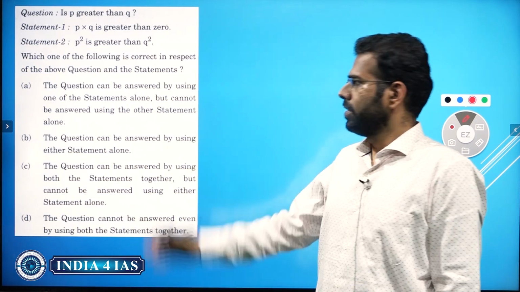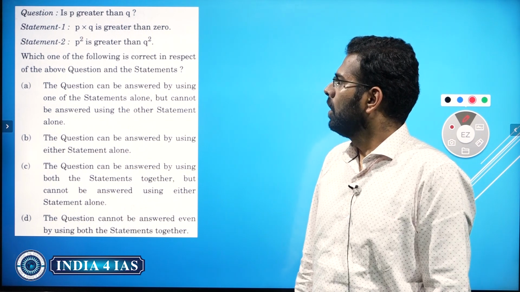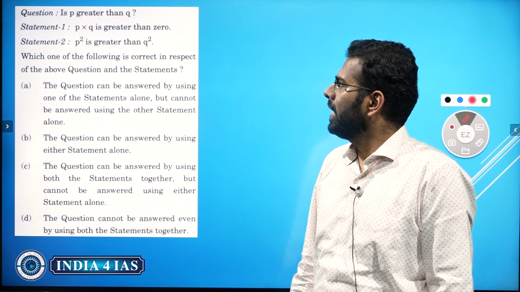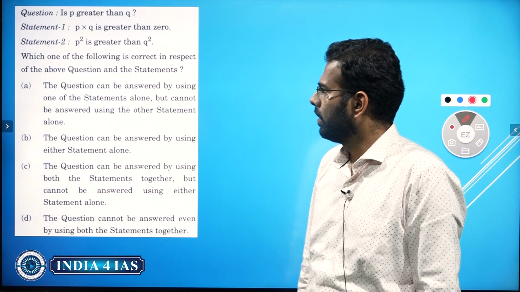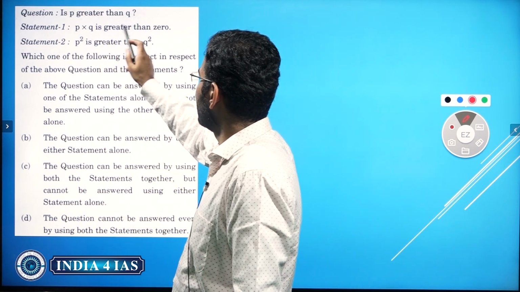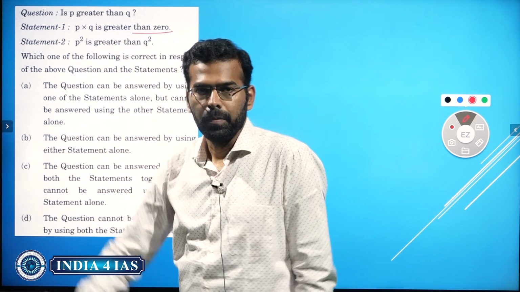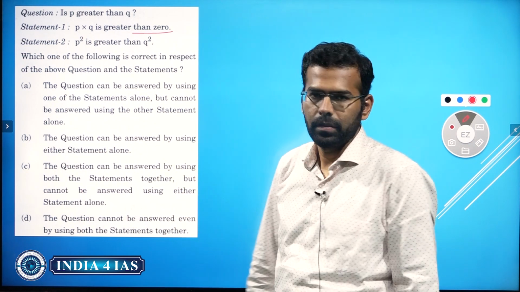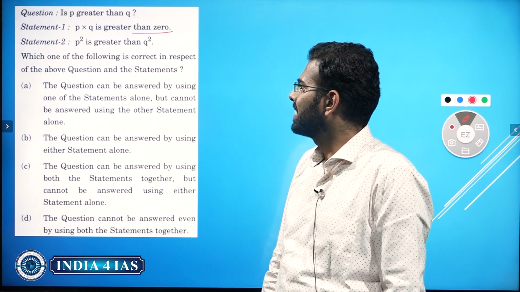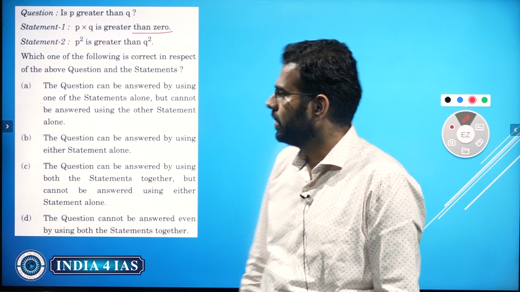See the question. This is again a data sufficiency question. What is the question that is given? Is P greater than Q? Statement 1: P into Q is greater than 0. Statement 2: P square is greater than Q square. Which one of the following is correct with respect to the above question and the statements?